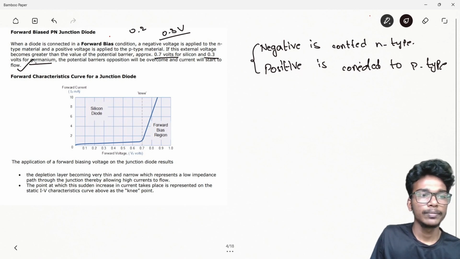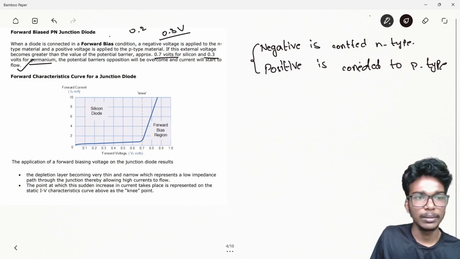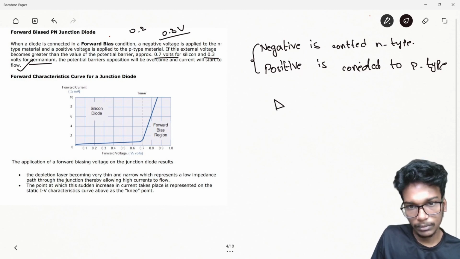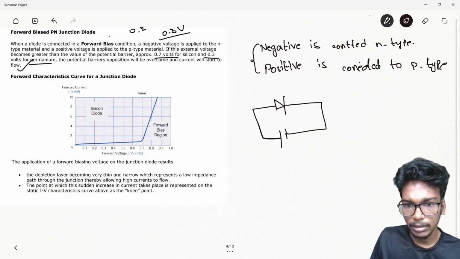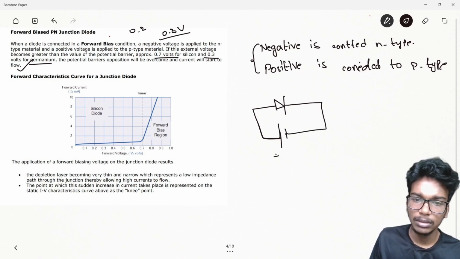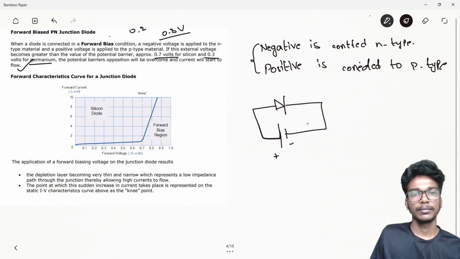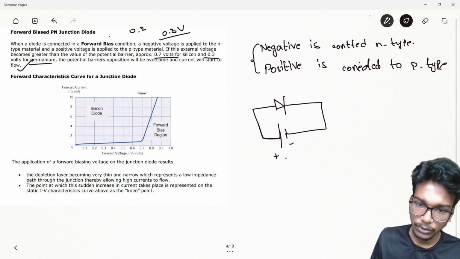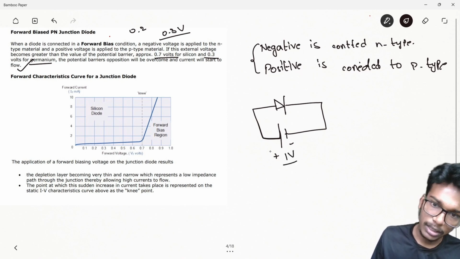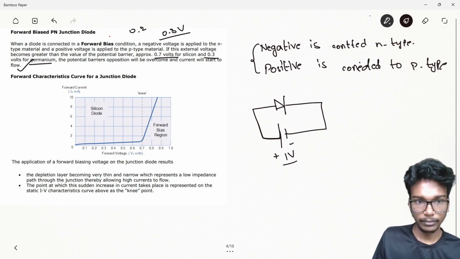Okay. I hope you got what is meant by forward bias. If you connect the P type to the positive terminal, that's what I drew in the previous diagram also, and the N type to the negative terminal, this is known as forward biasing. In forward biasing, even if you maintain a small voltage, just like 1 volt, the circuit will run the current.